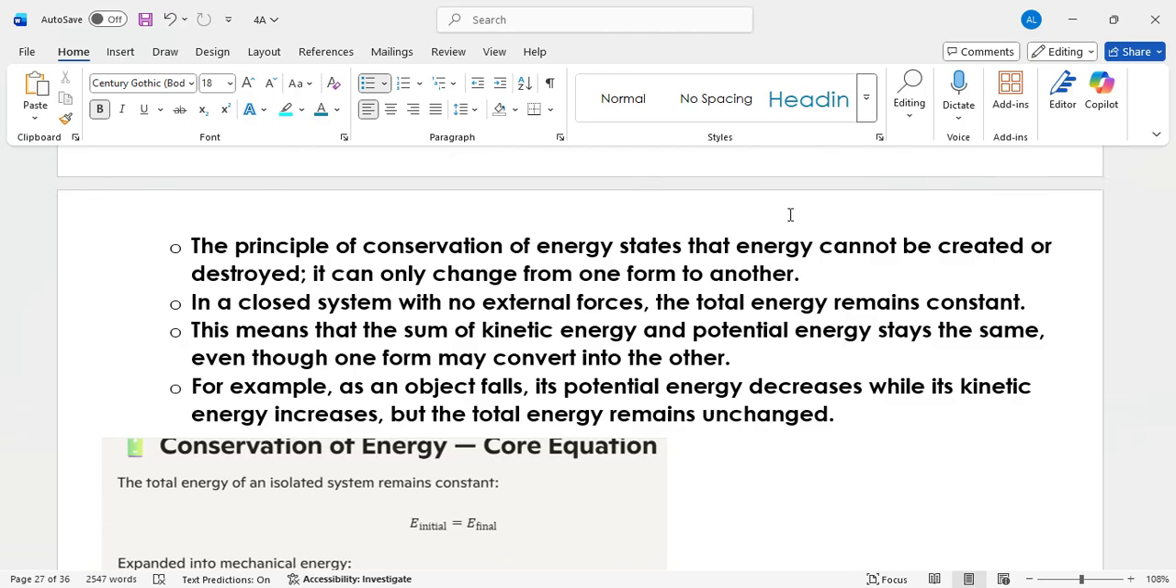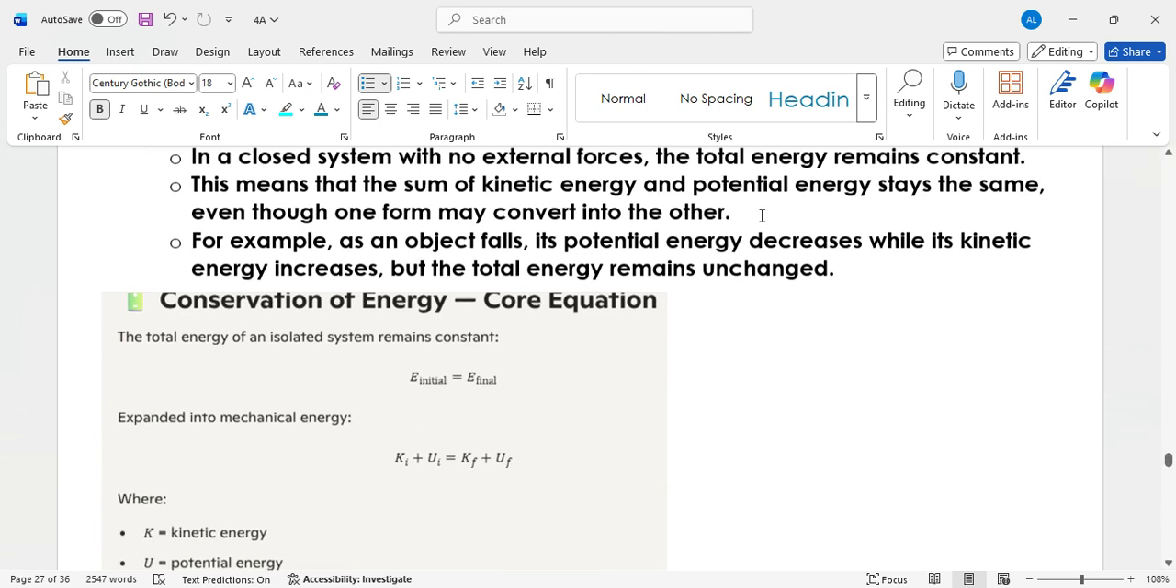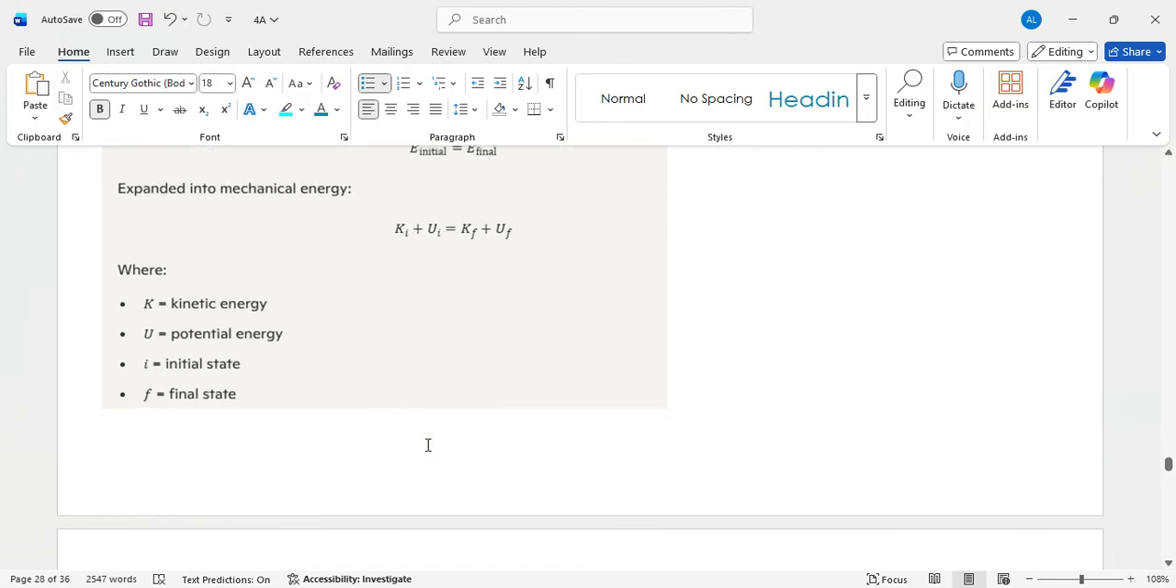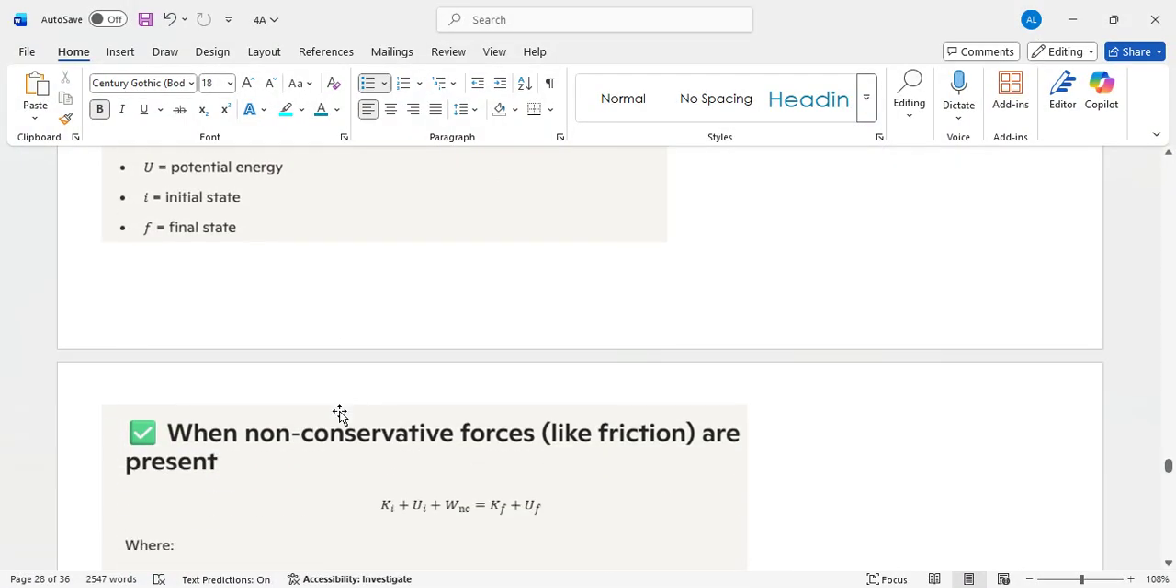For example, as an object falls, its PE decreases while its kinetic energy increases, but the total energy remains unchanged, right? So there you go. Conservation of energy, core equation: E initial equals E final. Expanded into mechanical energy, Ki plus Ui, where U is the potential energy, equals Kf plus Uf, right? Ki is the initial kinetic state versus the final state. As you can see, they're equal, which means they're the same.